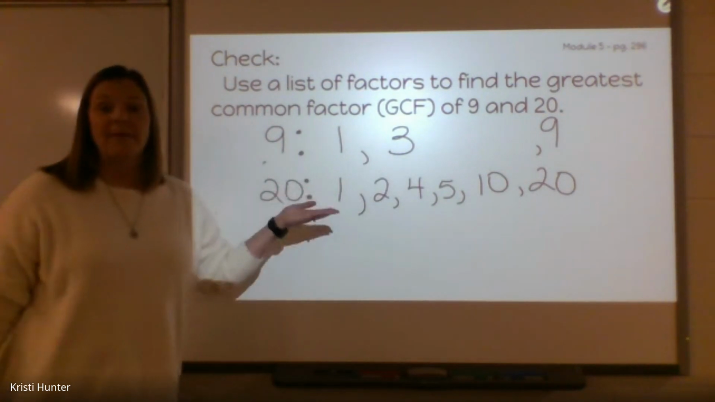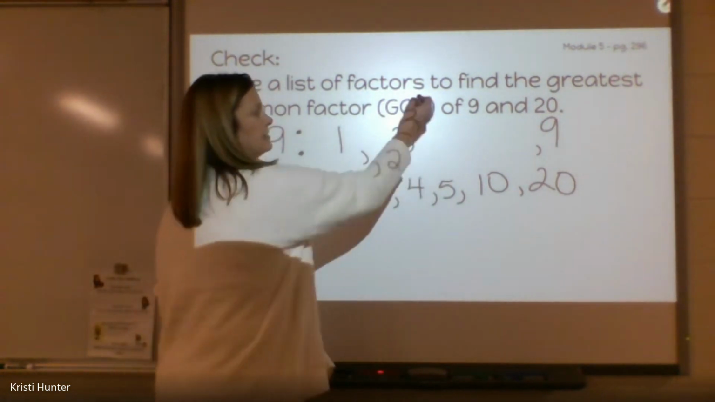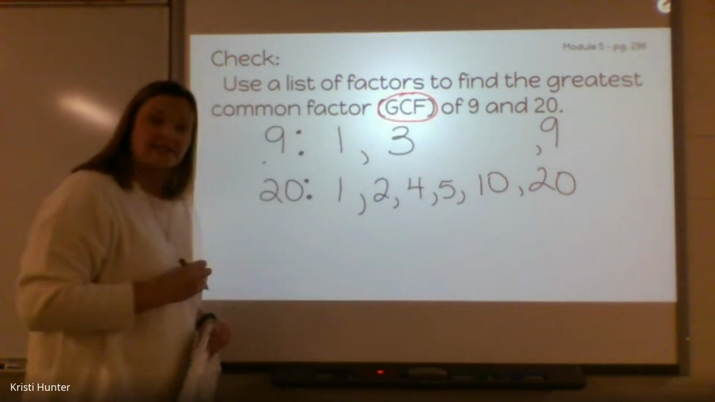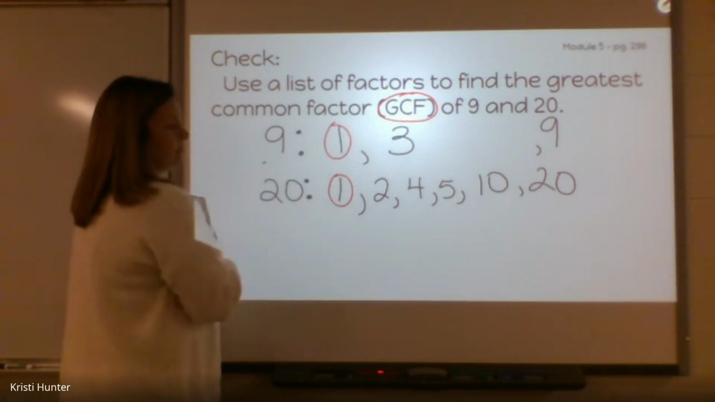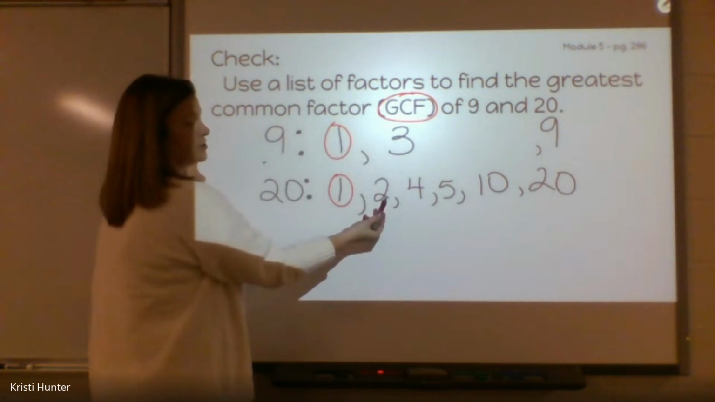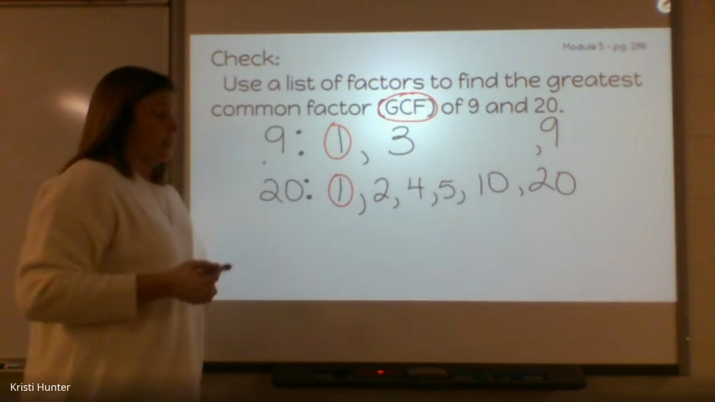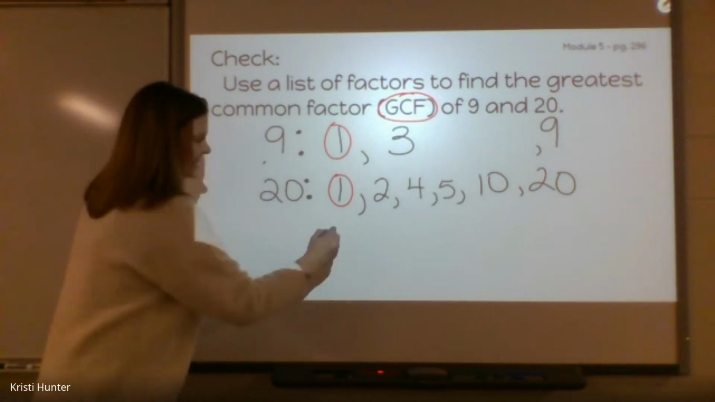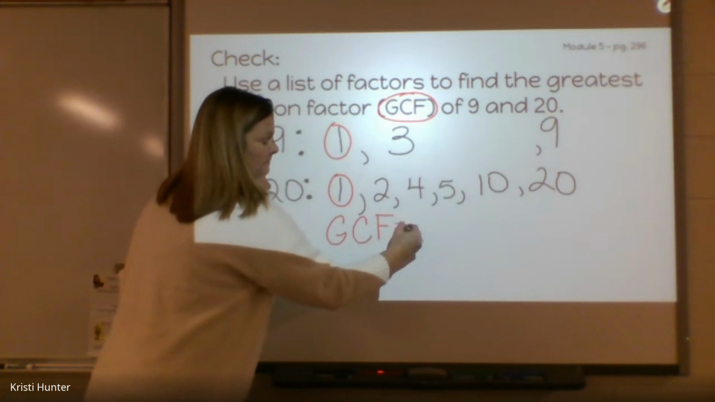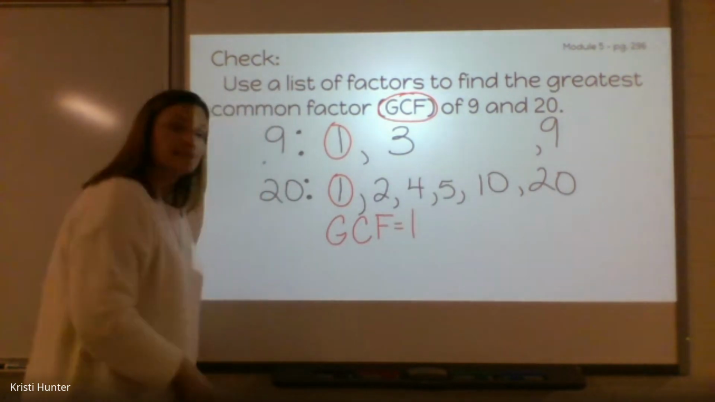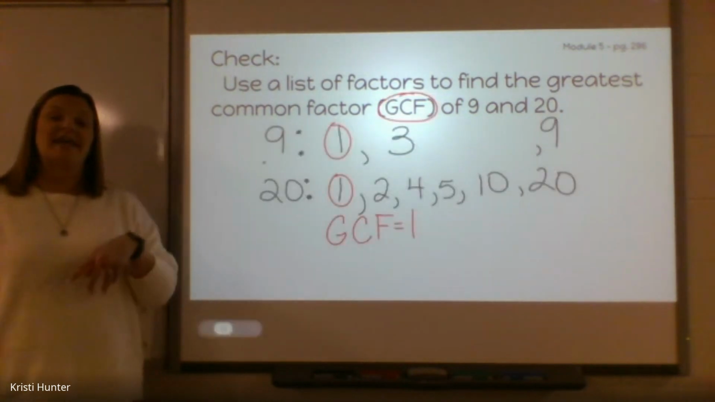So now I've got to compare and find my greatest common factor. So let's look. They both share a 1. They don't share a 3 or a 2 or a 4 or 5 or any of the rest of them. The only number that is the same is the 1. So 1 becomes my greatest common factor. It is the number that they share.